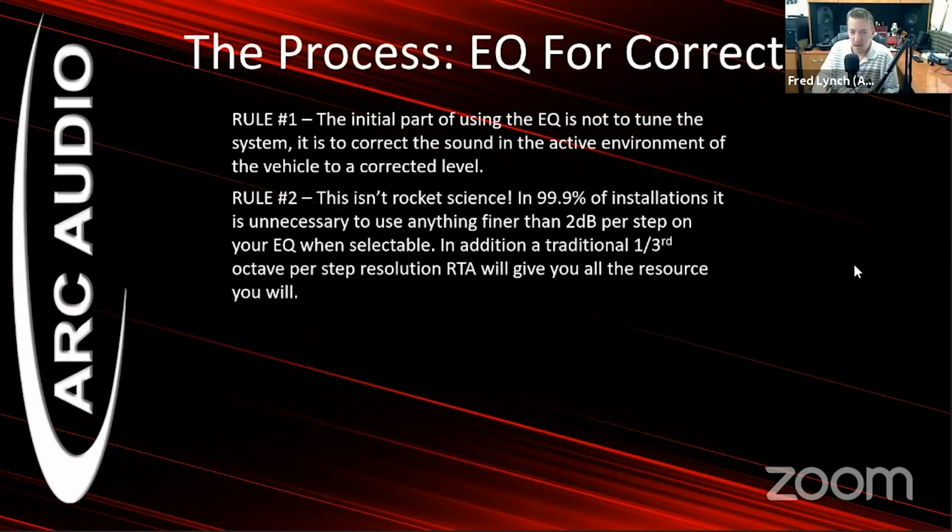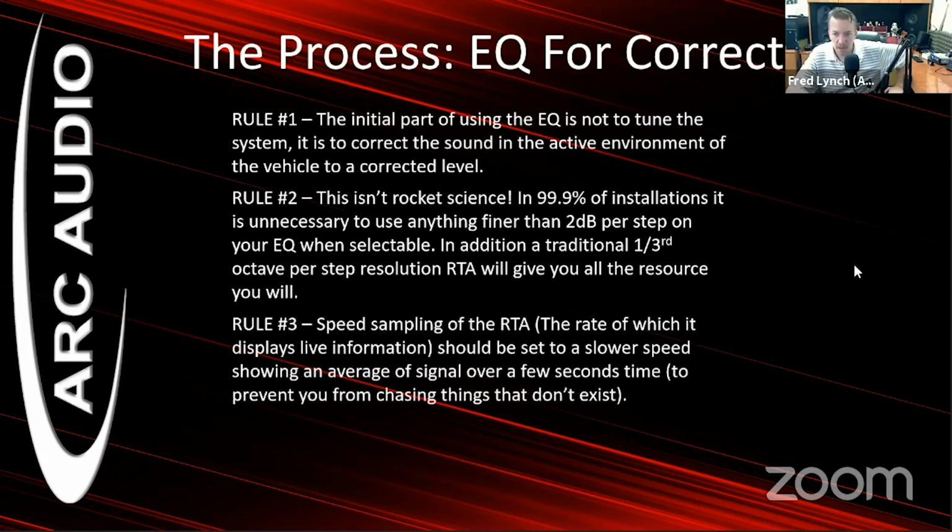Rule number 2, this isn't rocket science. It's unnecessary to do anything finer in most cases than 2 dB per step. I say that because the True RTA, as well as the Audio Control 3055, 3056, and so on, all have the options to be 1 dB per step. If you're doing a competition system or a real high-end reference system, yes, go ahead and do those higher resolutions. But 2 dB per step is more than sufficient for 99% of the systems out there. And rule number 3, speed sampling with the RTA.